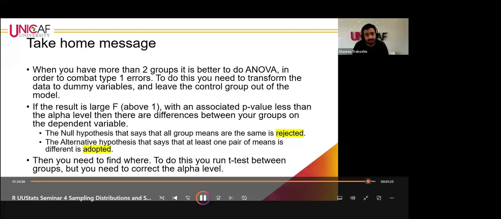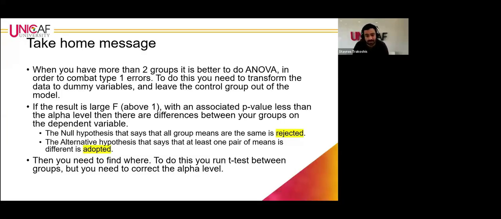If the result is a large F, so above 1, and has an associated p-value less than the alpha level, then there are differences between your groups on the dependent variable. The null hypothesis that says that all group means are the same is rejected. The alternative hypothesis that says that at least one pair of means is different is adopted. Then you need to find where.